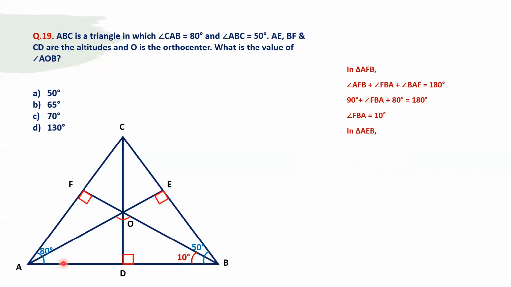Then how much would this angle be? So we can easily calculate this. This angle would be 40 degrees, right? So this is 90, this is 50. So this has to be 40 because the sum is 180 degrees, right? Now we know this is 40, this is 10.